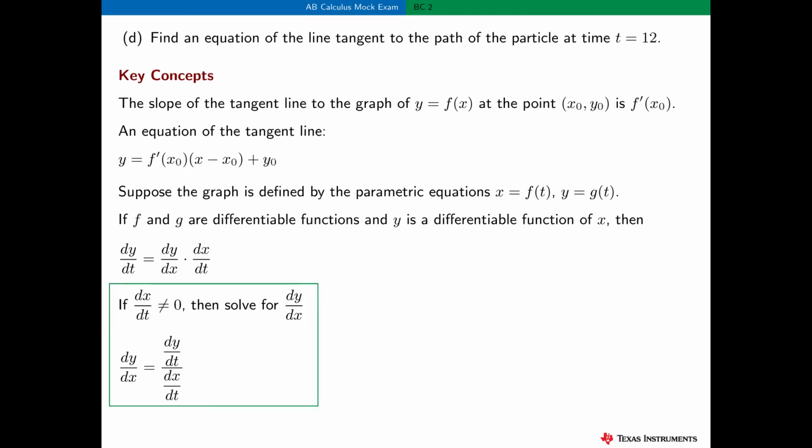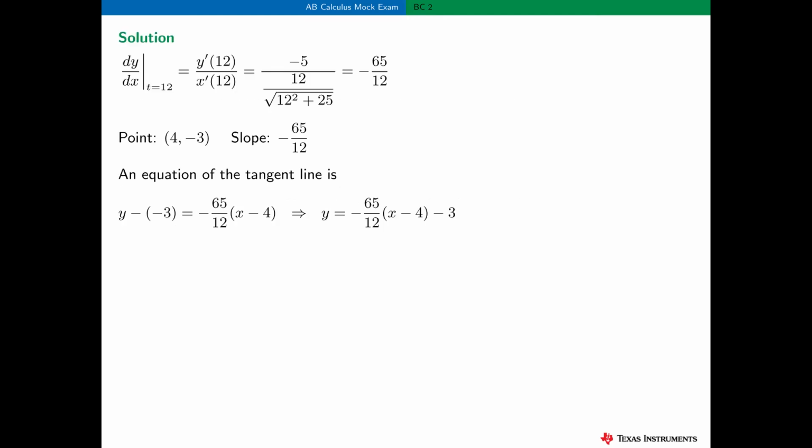If dx/dt is not equal to 0, then we can solve for dy/dx. It's just dy/dt over dx/dt. And dy/dx is the slope of the curve. Okay, let's solve this problem.